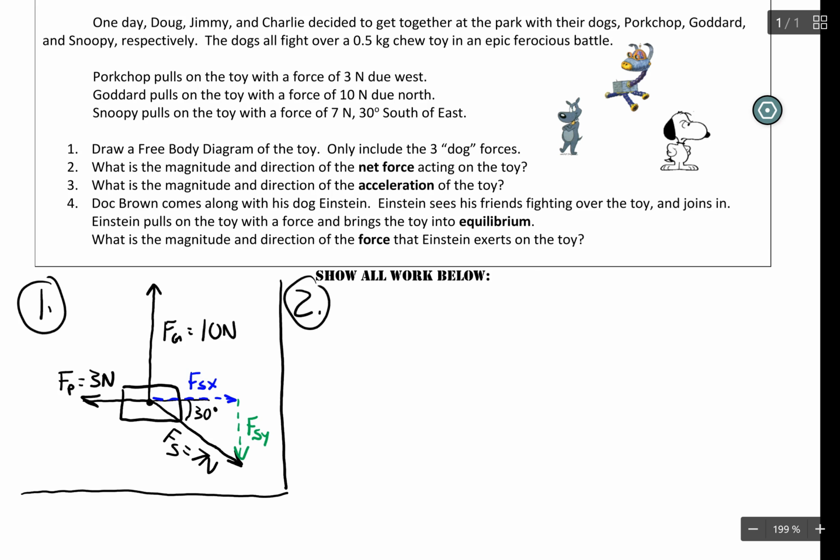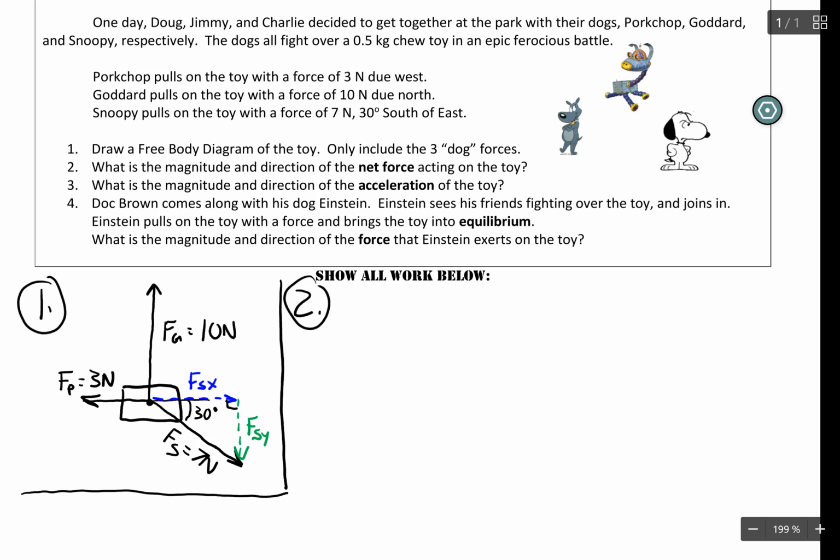So how do we do this? Well, this is a right triangle. Just like all the other vectors we've done in class, this breaks down to just a right triangle. Snoopy's pulling in the x direction to the right with a certain amount, and in the y direction down with a certain amount. And hopefully you know what the next steps are going to be.